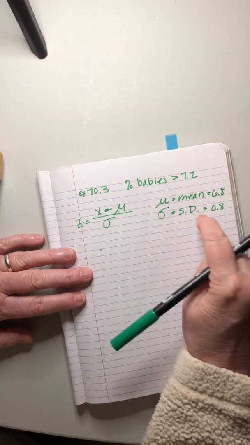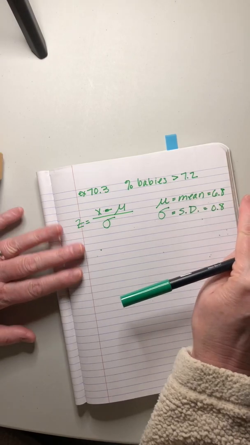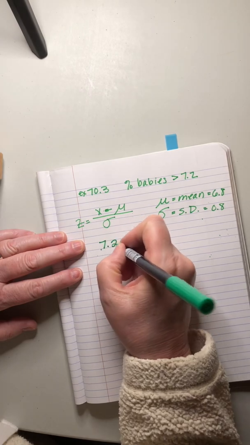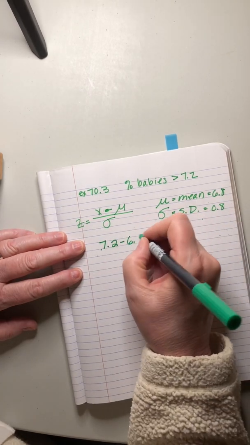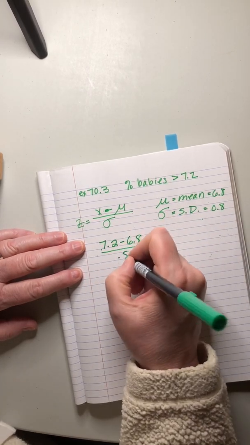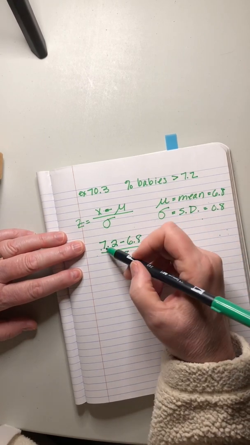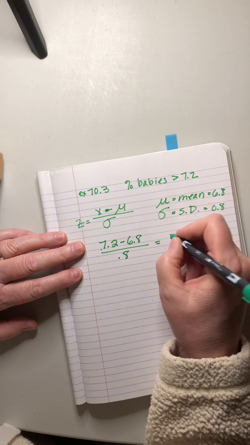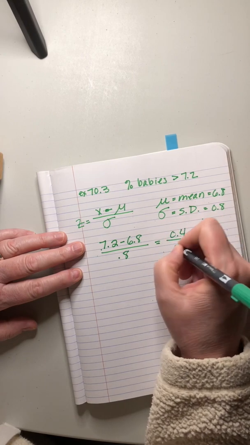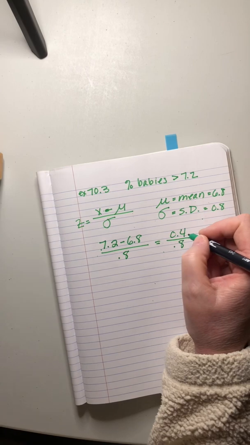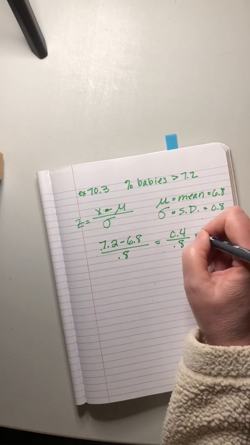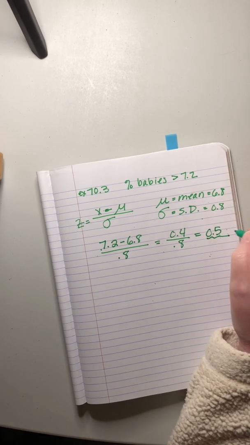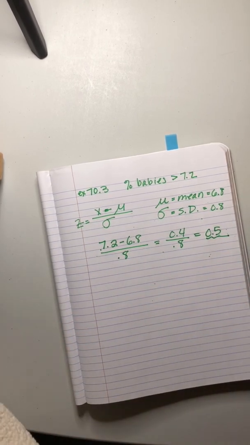We never figured this out. That was given to us all the way through. Okay, so for 7.2 babies, we subtract 6.8, the mean. We're going to divide that by 0.8. This will be 0.4 over 0.8, and that simplifies to 1/2, which we'll write as a decimal. So that's our z-score. So we take that to our table.